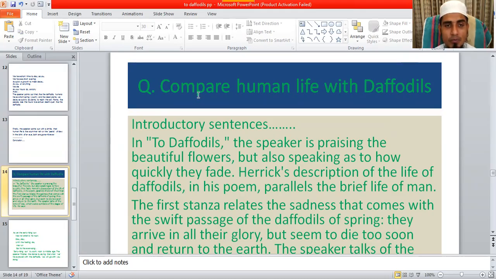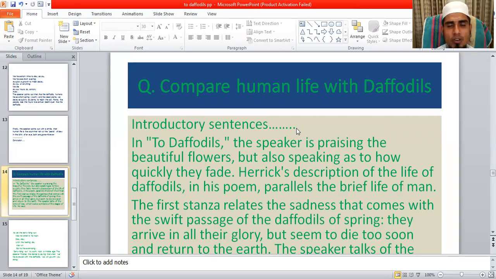So, my dear students, compare human life with daffodils. In the first introductory sentence, you must give some ideas, some sentences. What can you say in the first introductory sentence? You have to give a question-based sentence. So we can say that To Daffodils is a fantastic poem by Robert Herrick. In this poem, Robert Herrick shows a comparison between human life and daffodil flowers.